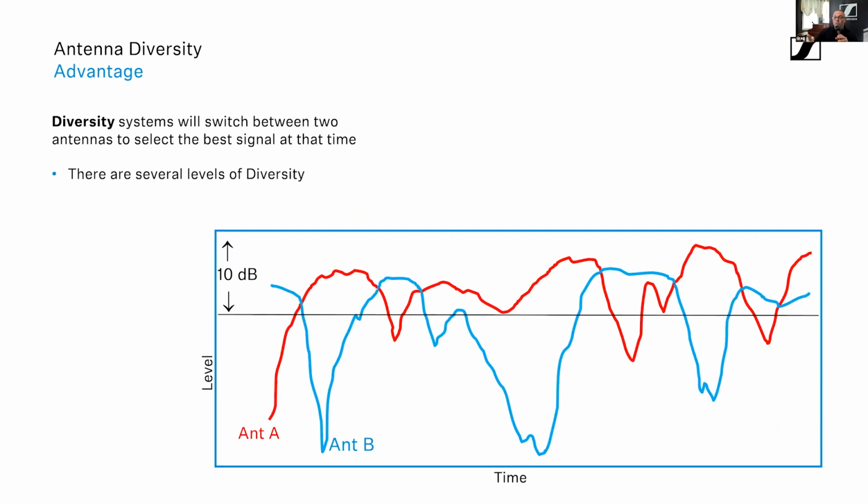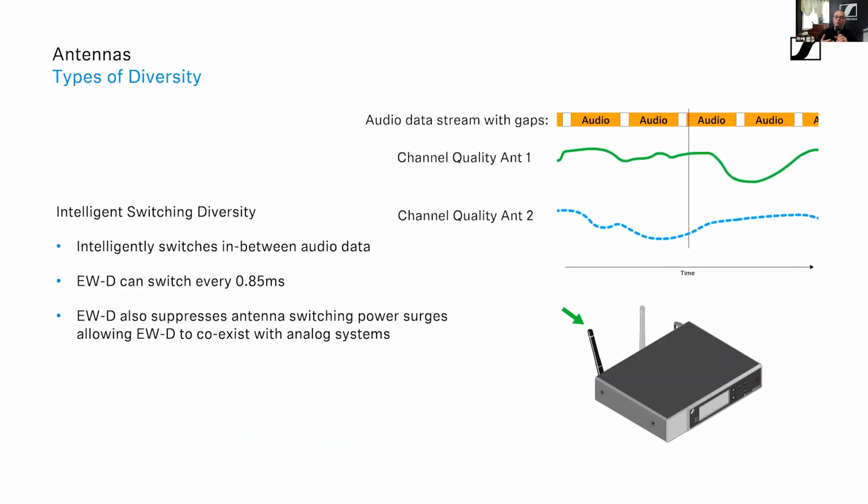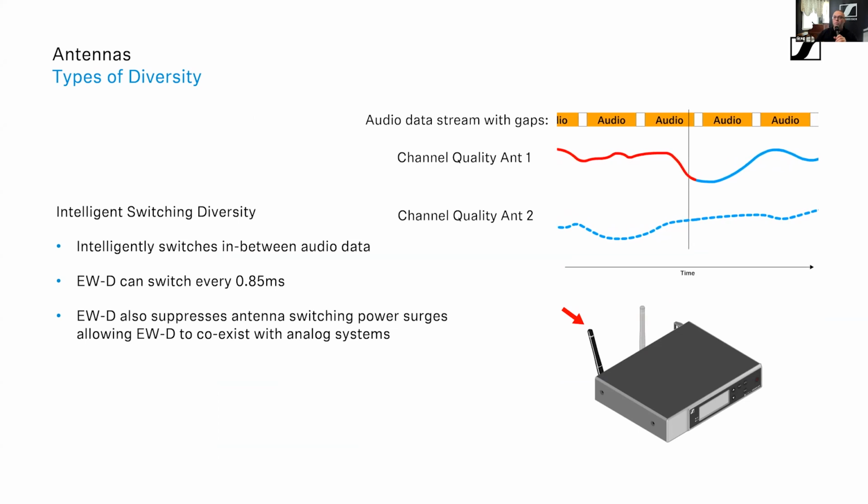So what we do in these situations is we take the best signal from both antennas. Sometimes antenna A is going to have that fading happen. Sometimes antenna B is going to have that fading happen. But if we switch back and forth, we can always get the best possible signal, and that's really good. Now, this is not a new concept to Evolution Wireless Digital. This has been happening in lots of systems, and there are different levels of diversity that we talk about in different systems. What's unique to Evolution Wireless Digital is the new intelligent switching that we have here.